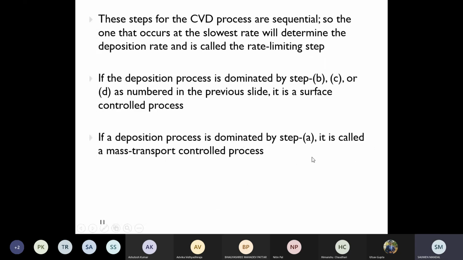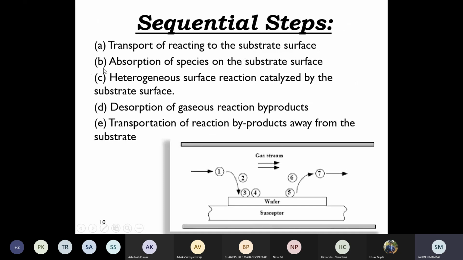And these steps of the CVD are sequential, so the slowest step will determine the deposition rate. It is called the rate limiting step. This is very important, so I'll discuss what this is. If the deposition process is dominated by B, C and D, what are B, C and D? B is adsorption of the precursor on the surface, C is the heterogeneous surface reaction catalyzed by the substrate, and D is desorption of the gaseous product.